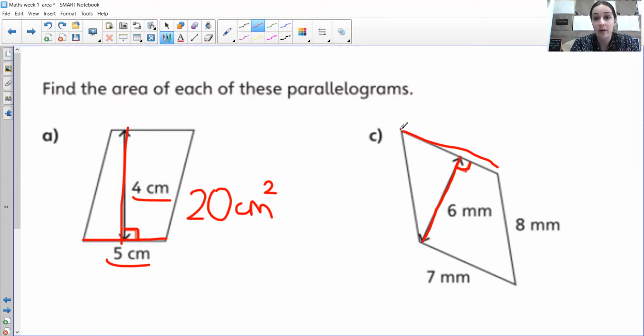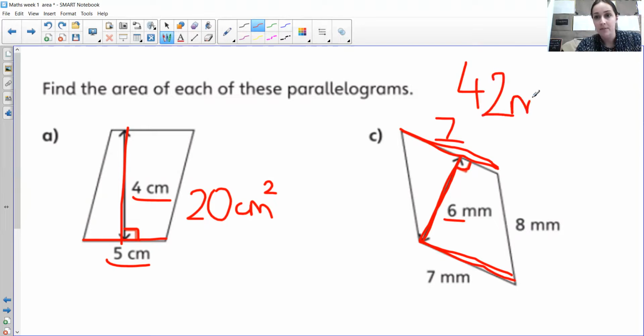Ah, wait a minute though. We know that the parallel lines are equal, so we know that this length is equal to this length. So if this length is 7 millimetres, this length is also 7 millimetres. So this one's the base. They've just rotated the shape a little bit, so you might tilt your head. Obviously, normally if you had it printed, you would move it. So this one is my base, here is my perpendicular height. So I would do 6 times 7, which is 42 millimetres squared.